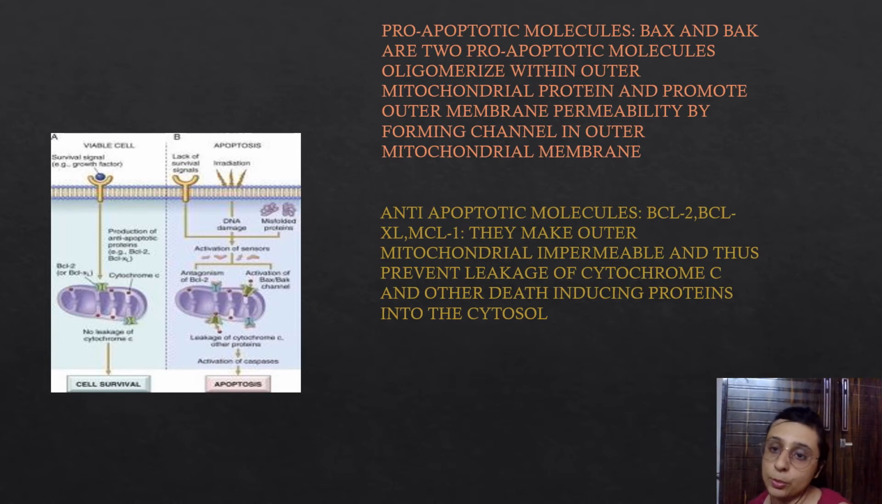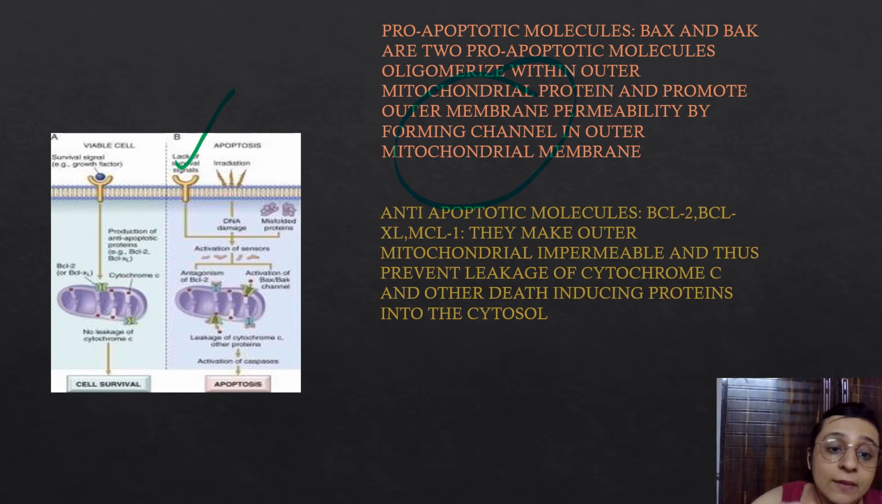It is very important to remember the pro-apoptotic molecules, Bax and Bak. What will they do? They will increase the outer membrane permeability. How can they increase it? By forming channels in the outer mitochondrial membrane.